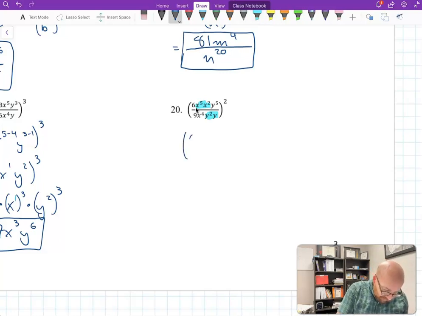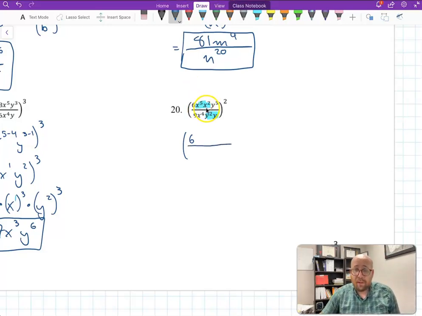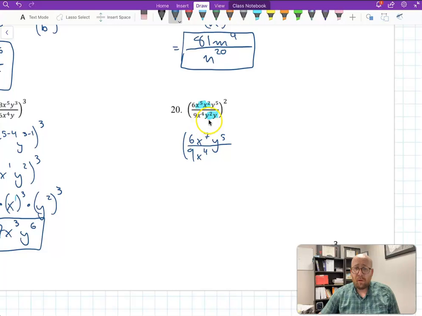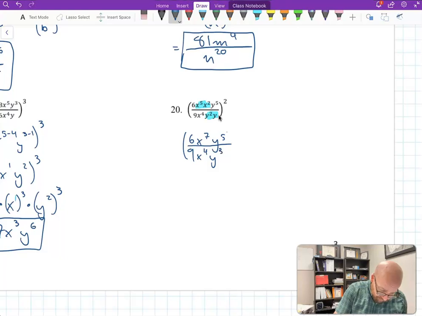So we have 6 x to the 5th times x squared. This is the product rule where we add. 5 plus 2 is 7, times y to the 5th. In our denominator, we have 9 x to the 4th. Again, the product rule. Y squared times y, that's 2 plus 1, is y cubed. All being raised to the 2nd power.